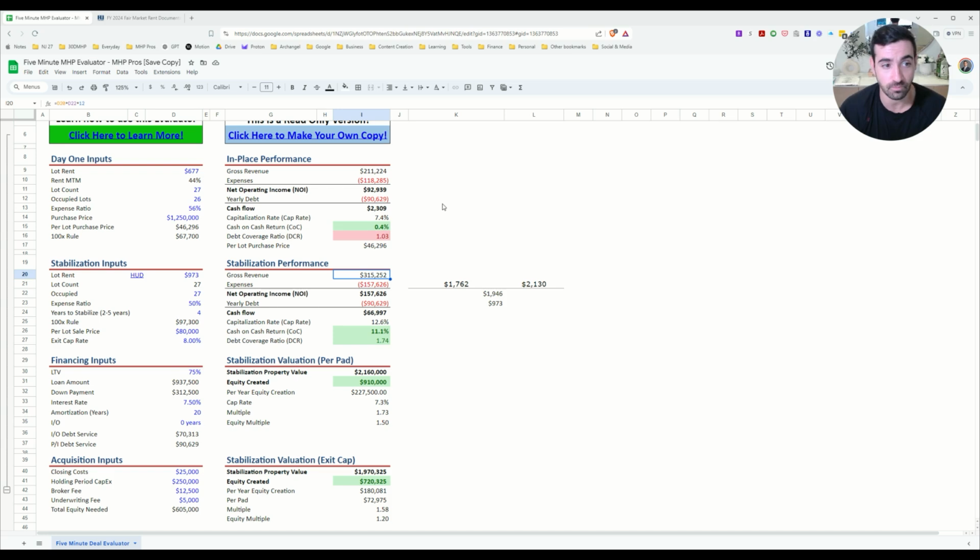Let's move along. So our stabilization performance, we performed all the things we said we were going to do. We've increased the lot rent, we've decreased the expense ratio, and so now we have $157,000 annually of income.